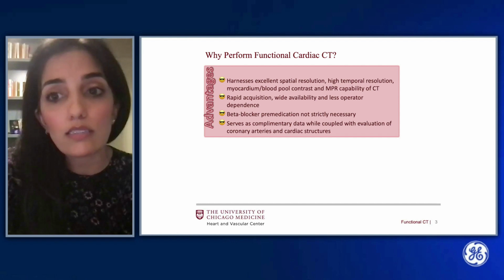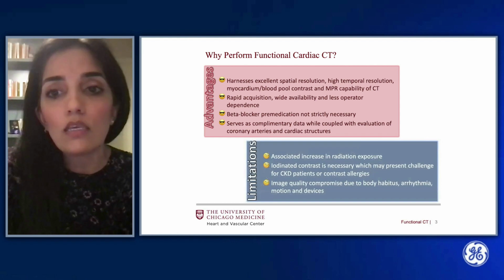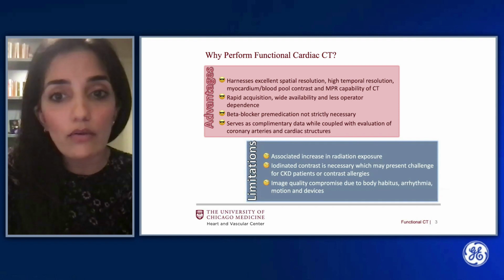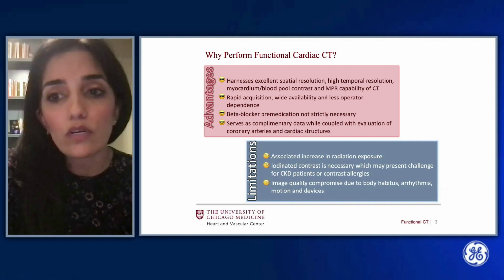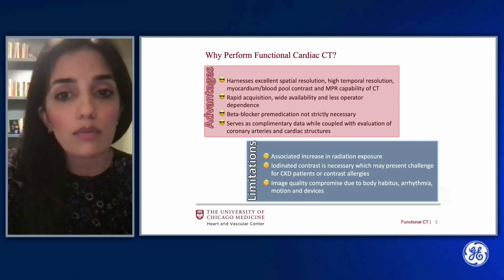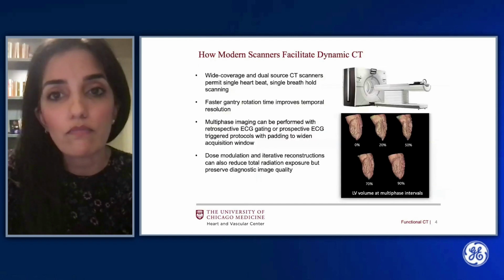In short, it can easily be integrated to create a comprehensive CT exam. Important limitations include the attendant increase in radiation exposure with dynamic imaging, the intrinsic need for iodinated contrast, sometimes more than the typical arterial phase study alone, which may present challenges for patients with CKD or contrast allergies. And lastly, the difficulty of overcoming image quality abnormalities that may exist in the setting of a large body habitus, arrhythmia or motion, and cardiac device-related artifacts.